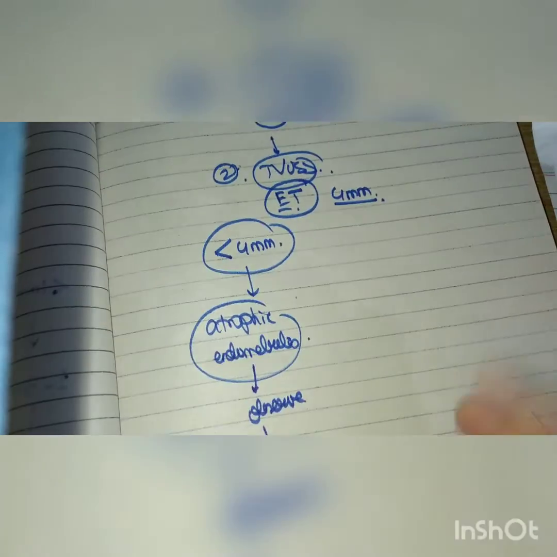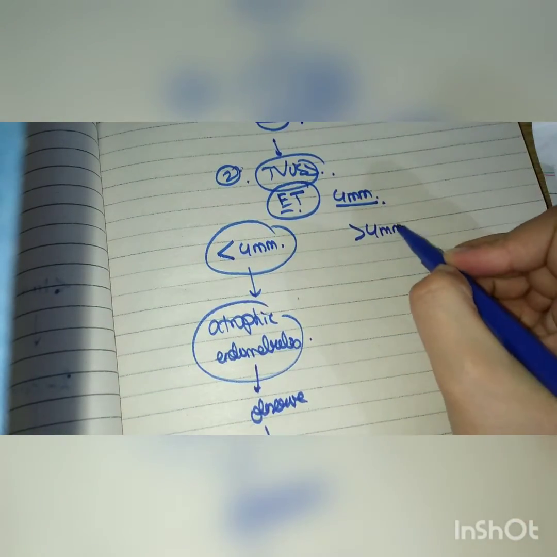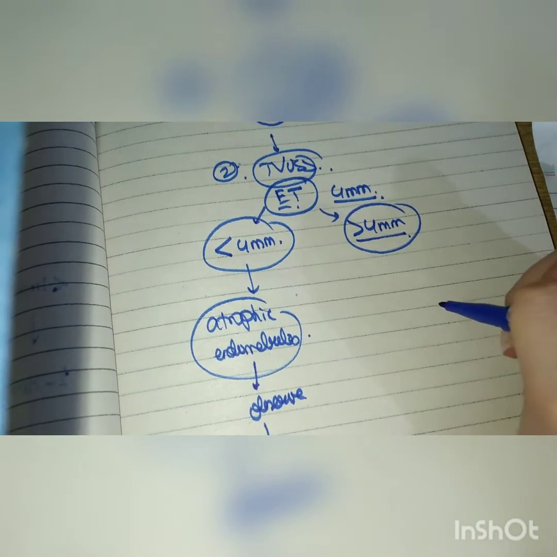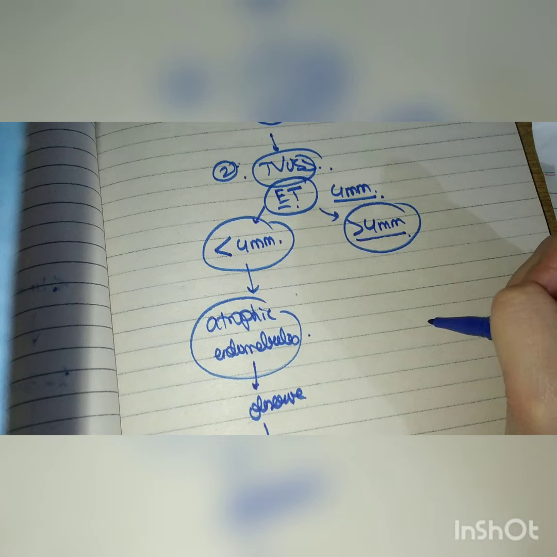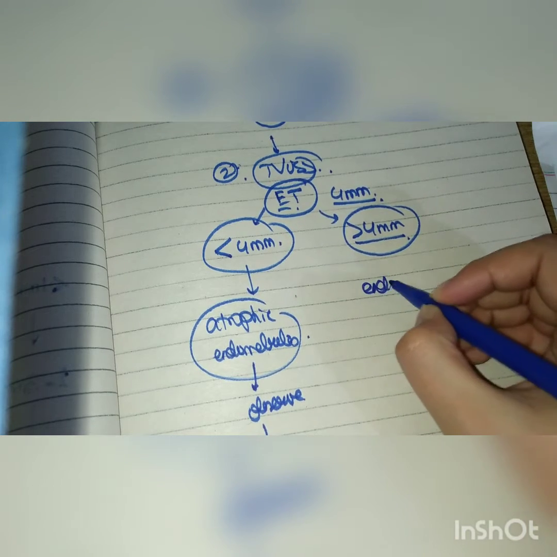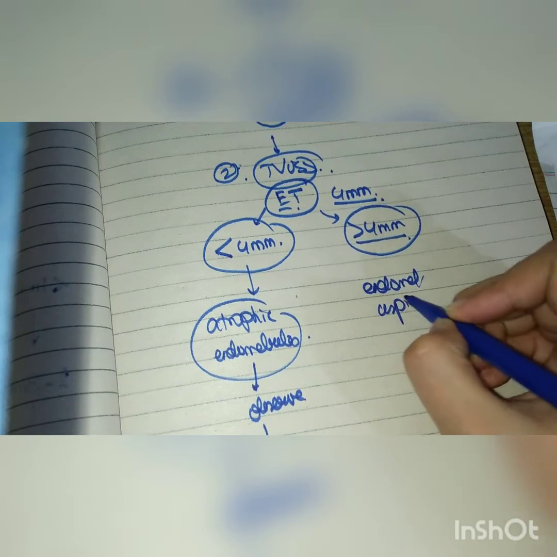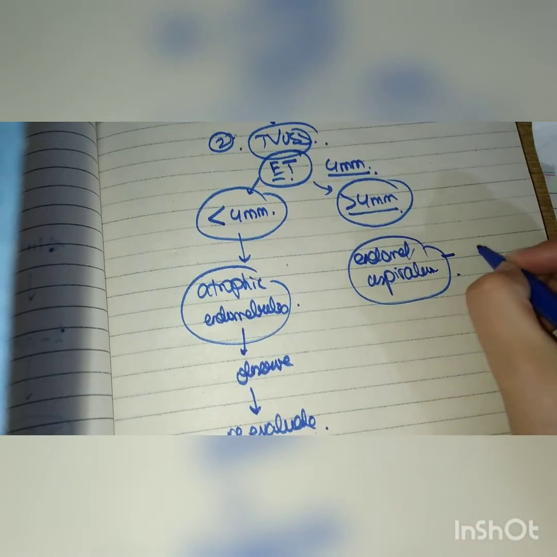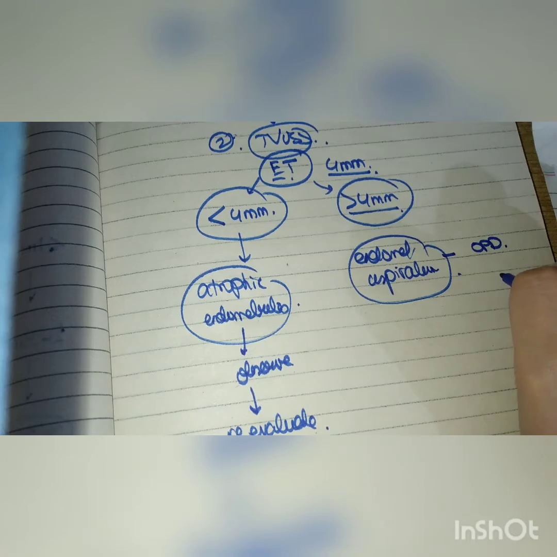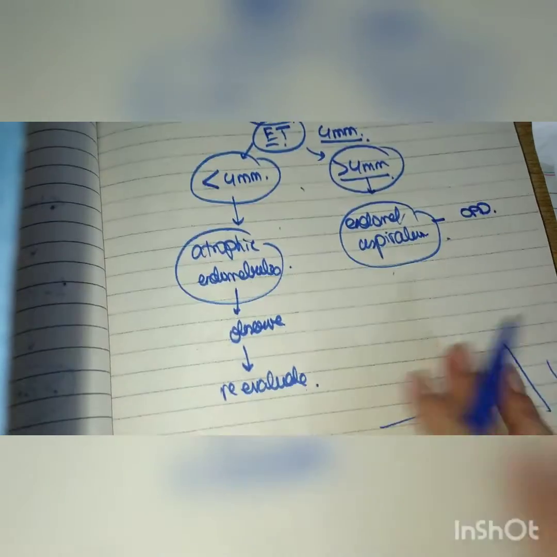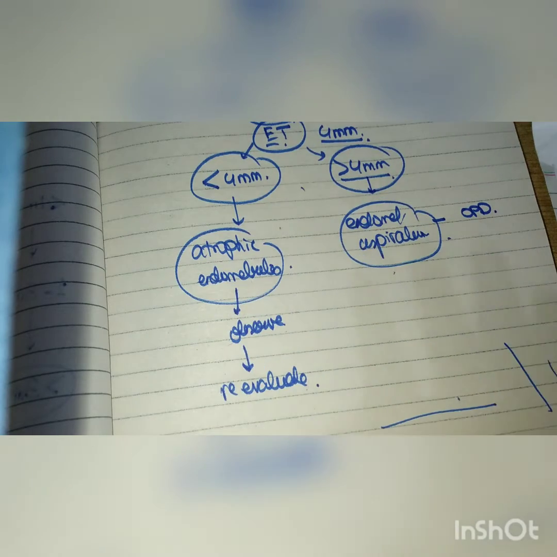But let's say that the thickness is more than 4 millimeter. Now the patient is in trouble. If it is more than 4 millimeter, then the endometrium is very thick, and this can be endometrial hyperplasia, or it could have developed into carcinoma. So we are going to go for endometrial aspiration. This is a simple OPD procedure, and a very basic first step that we take if the endometrium is abnormally thick.